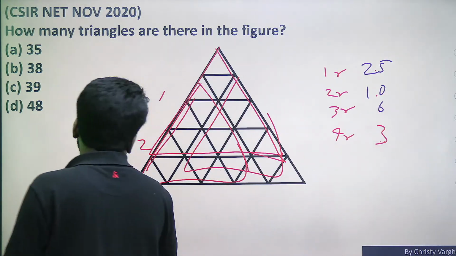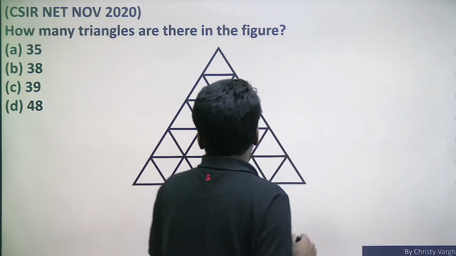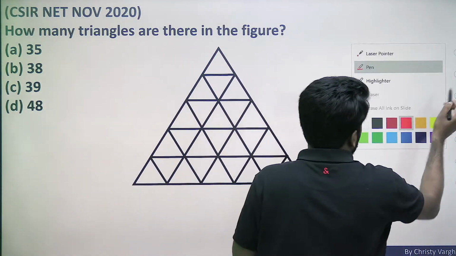Now 5 row involved triangles will be there. Now 5 row involved triangles. How many will be there?